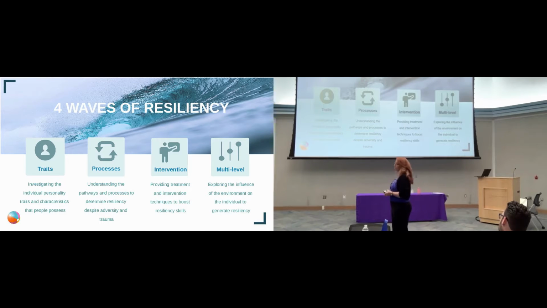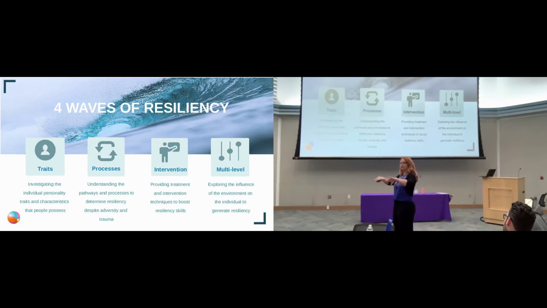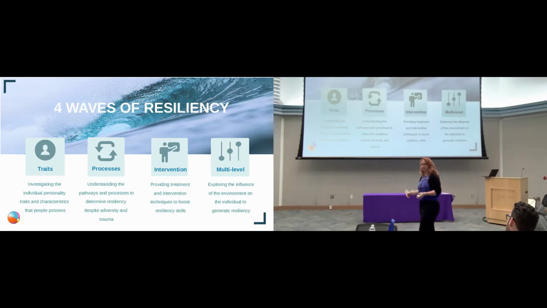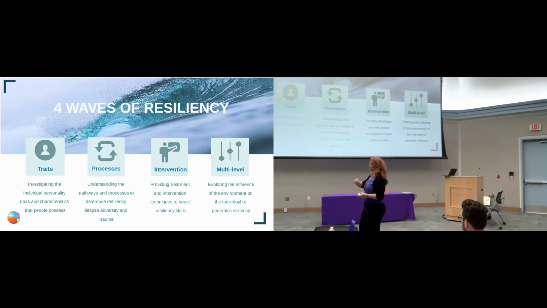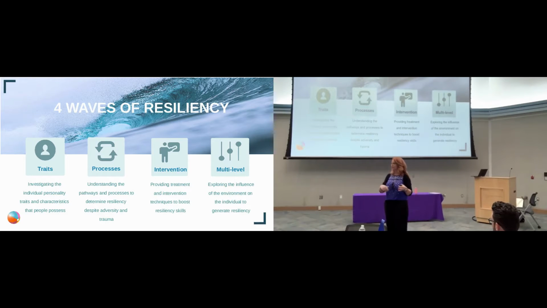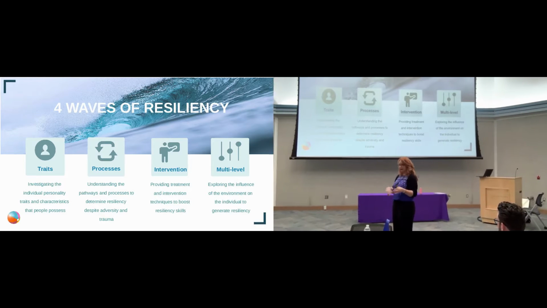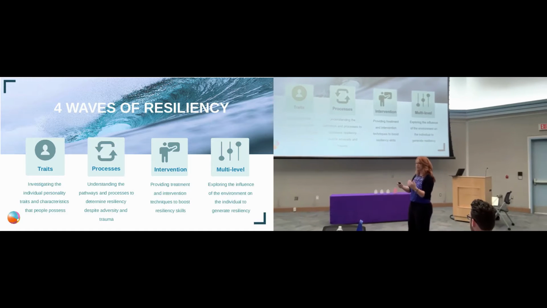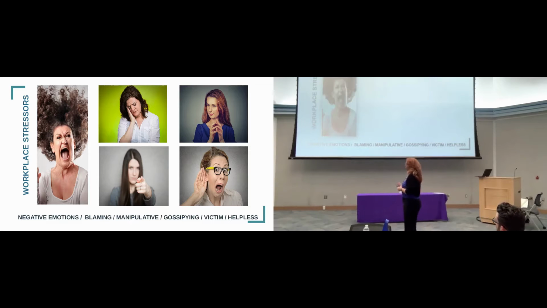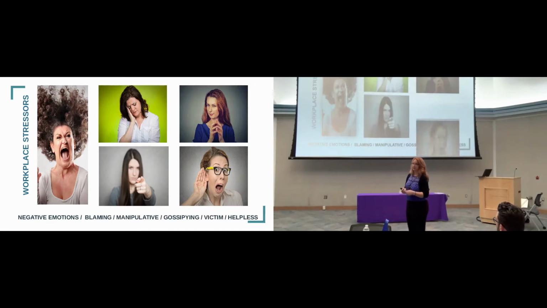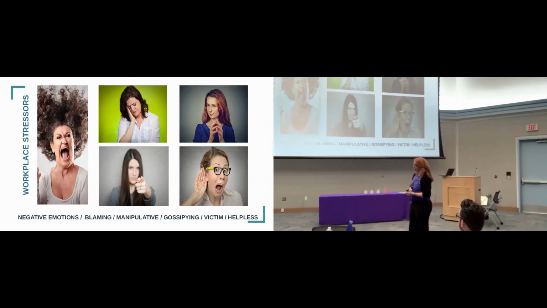But the most recent phase is the multi-level phase, which is you can't really be resilient without considering what the context is and what the environment is. So you can be an individually resilient person. You can also have a resilient family. You could have a resilient neighborhood. You could have a resilient community. And those factors and how they actually interact are vastly different. So if we look at workplace stressors, these are going to be familiar to a lot of you.